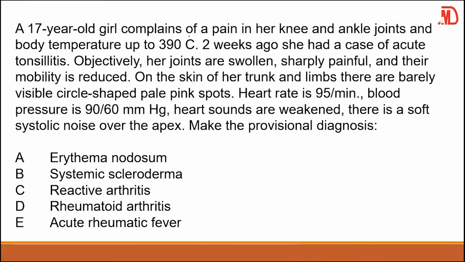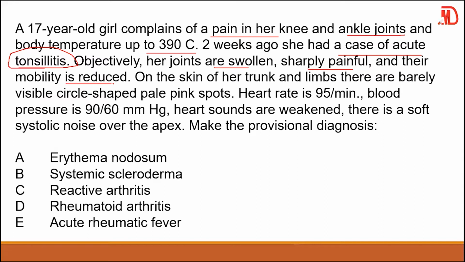A 17-year-old girl complains of pain in her knee and ankle joints and body temperature up to 39 degrees Celsius. 2 weeks ago, she had a case of acute tonsillitis. So they're giving you acute tonsillitis. Good. Objectively, her joints are swollen, sharply painful, and their mobility is reduced.